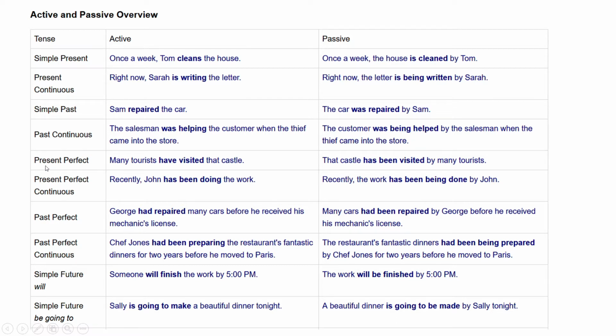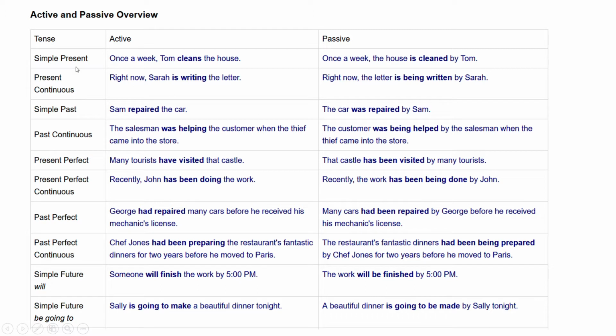Alright, and now we got the present perfect. Many tourists have visited that castle. Okay, now let's change the position between the subject and the object. We have that castle, which is singular noun. Therefore, we use has. That castle has been visited by many tourists.